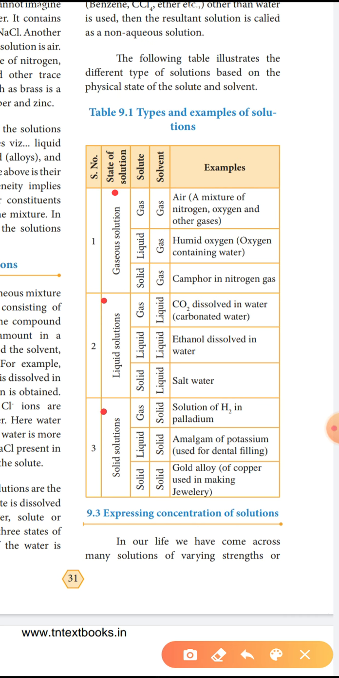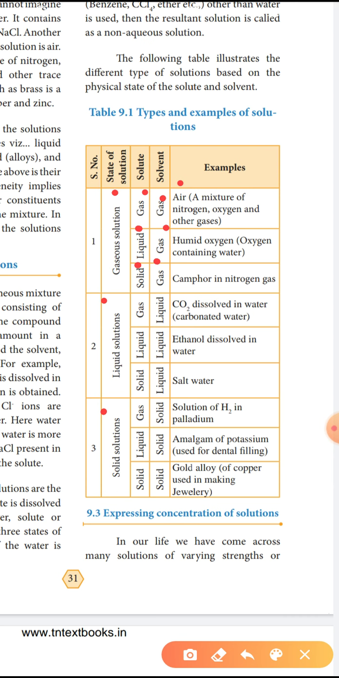Okay. So gaseous solution splits into solute and solvent. Solute is gas, solvent is also gas. Example, air. Next, solute is liquid, solvent is gas. That is humid oxygen, oxygen containing water. The next, third type, solute is solid, solvent is gas. Camphor in nitrogen gas is an example.